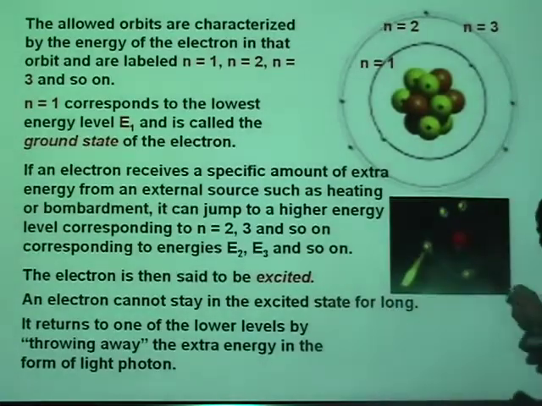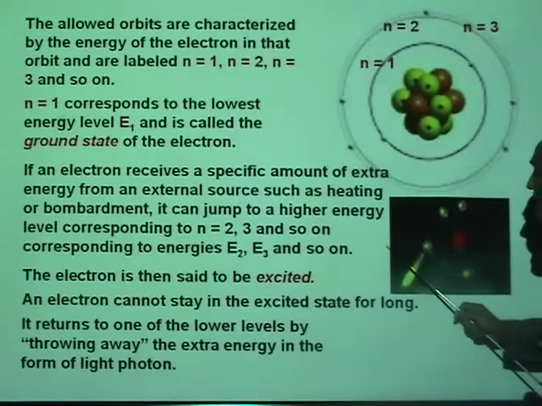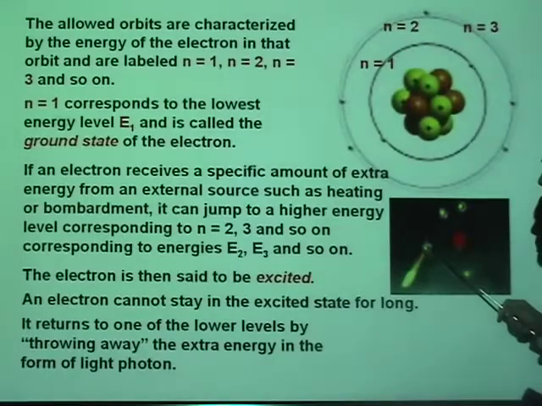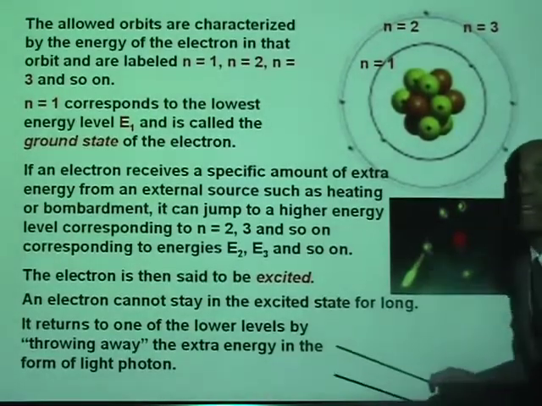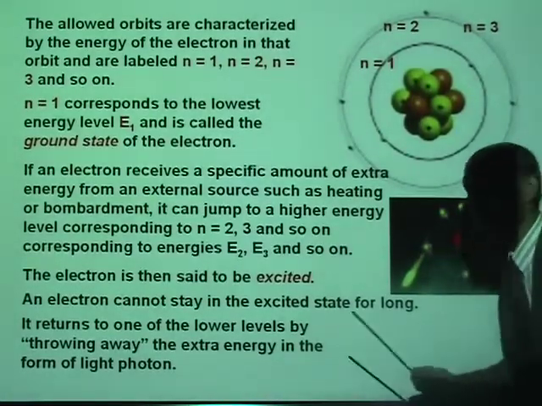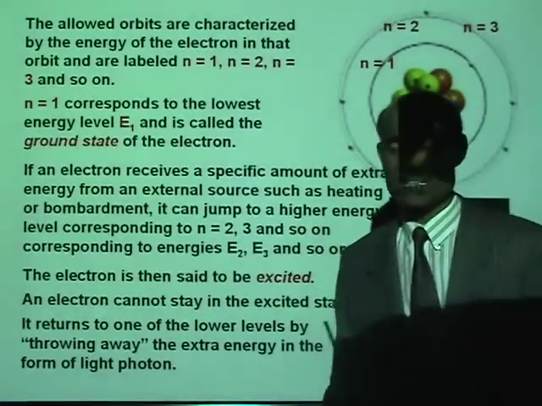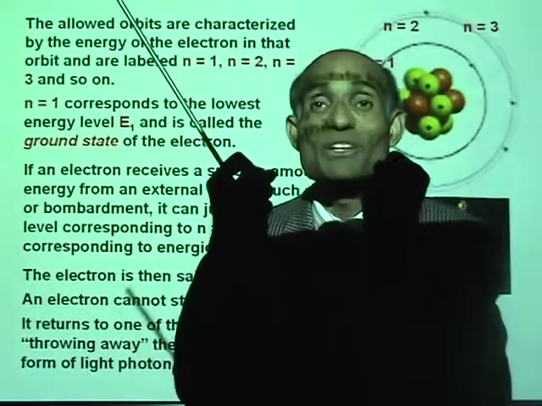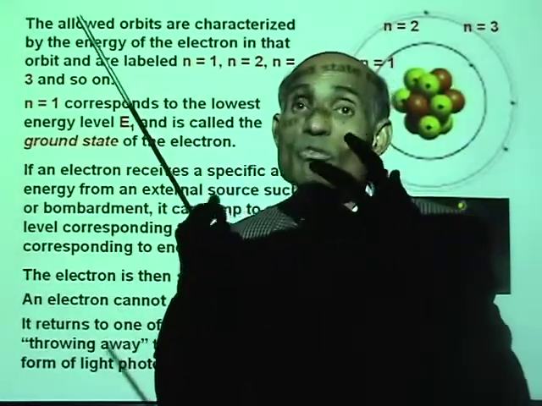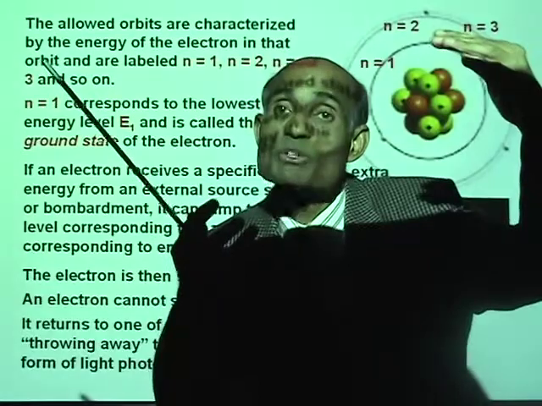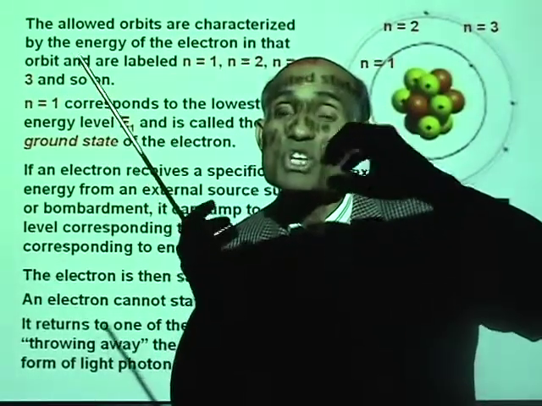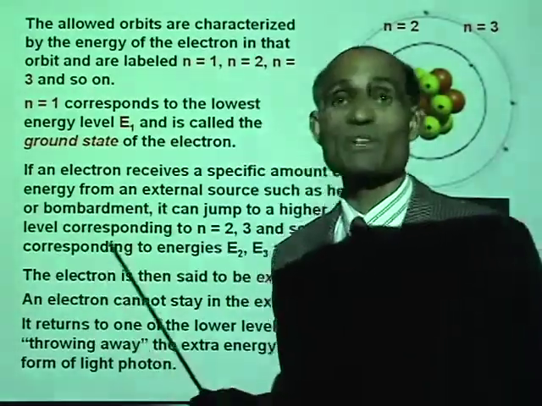Okay, now this is what happens. This electron just came from an outer orbit. It jumped from an outer orbit to an inner orbit, and it is throwing away that extra energy. And this is what we see as light. So light is actually emitted by electrons when they move from an outer orbit of high energy to an inner orbit of low energy. It throws away the extra energy.